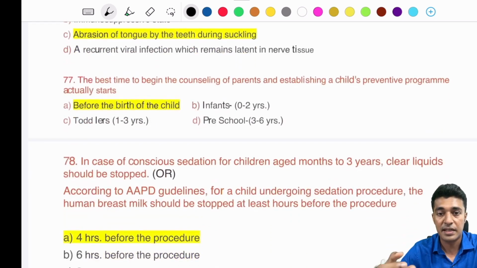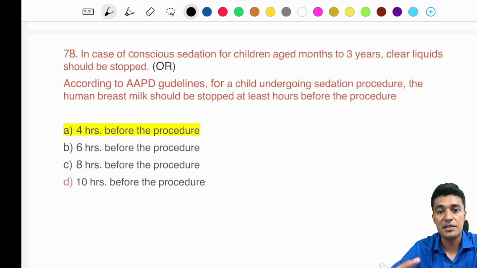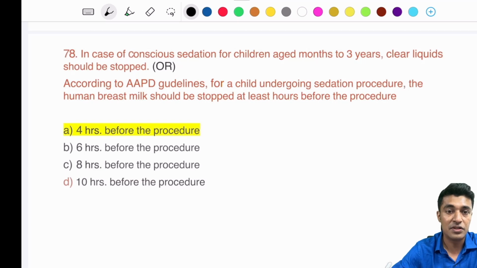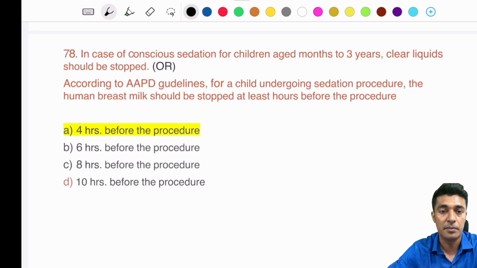The best time to begin the counseling of parents and establishing a child's preventive program is before the birth of the child. In case of conscious sedation for children aged months to 3 years, clear liquid should be stopped. According to AAPD, for a child undergoing sedative procedures, human breast milk should be stopped at least 4 hours before the procedure.